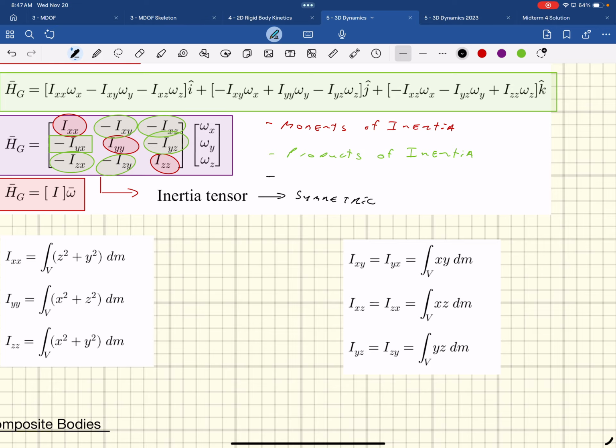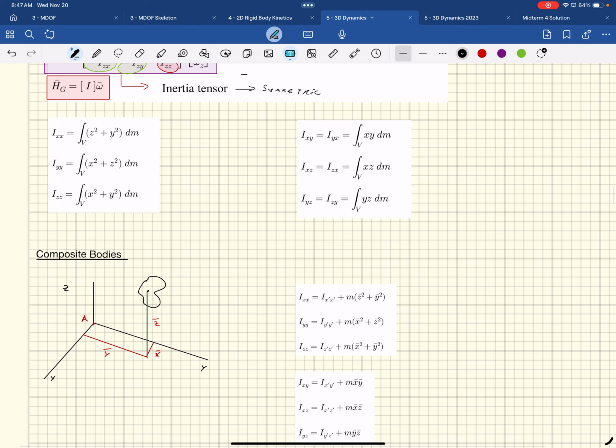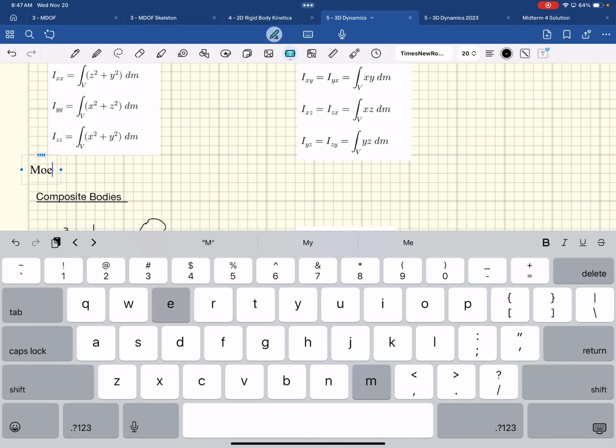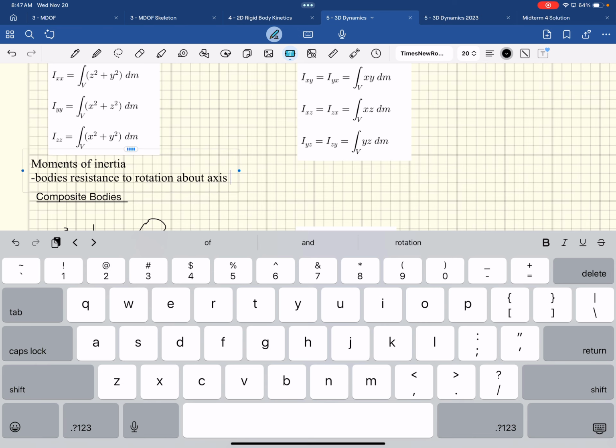My notes are all messed up here. Okay. Let me make sure I have enough room. These guys are products, these are moments of inertia. This is the body's resistance to rotation about an axis. Same definition we had before. A moment of inertia is the body's resistance to rotation about an axis. So depending on which axis you're looking at, you're going to have different moments of inertia.